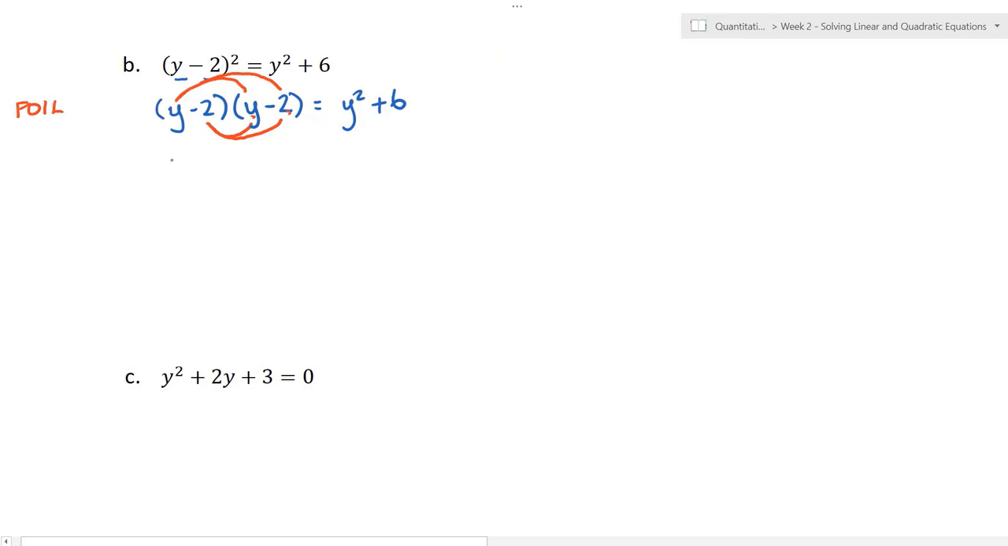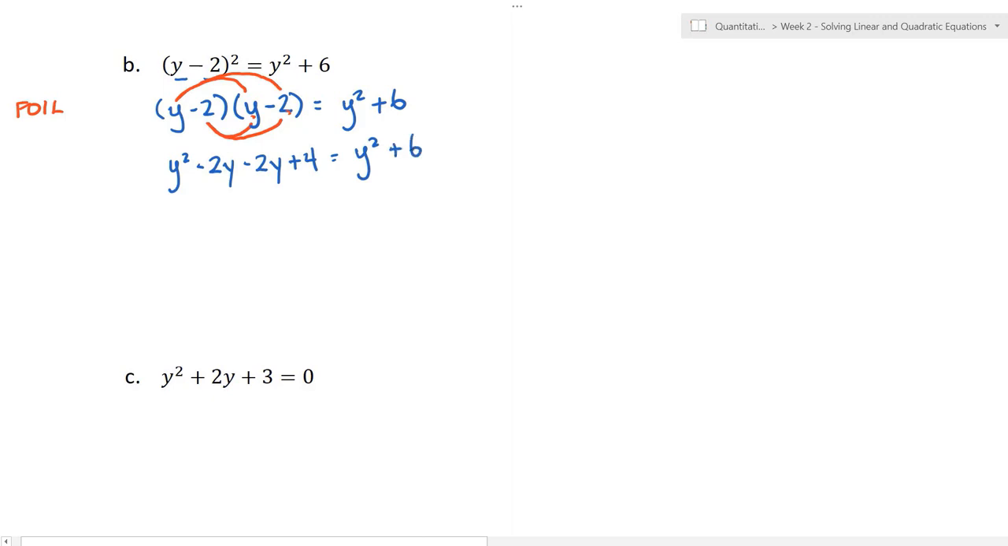So let's do that. Y times y is y squared. Y times negative 2 is negative 2y. Negative 2 times y is also negative 2y. And negative 2 times negative 2 is positive 4. Equals y squared plus 6.